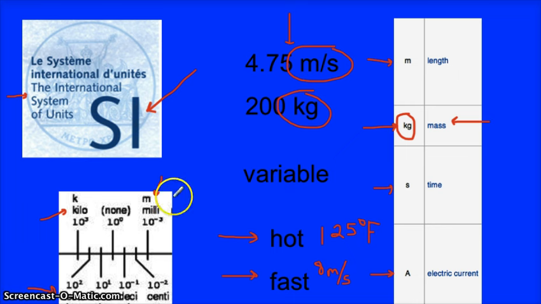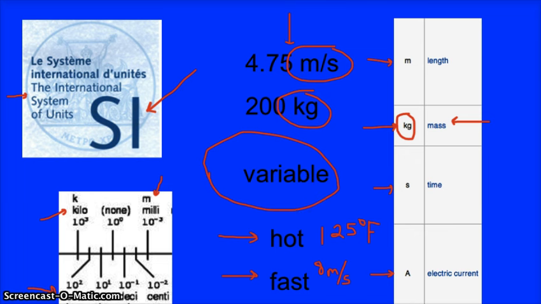Why don't we go to this word here, variable. When scientists test a hypothesis, they're looking for changes. A factor that is a change is called a variable. The word vary, V-A-R-Y, means to change.